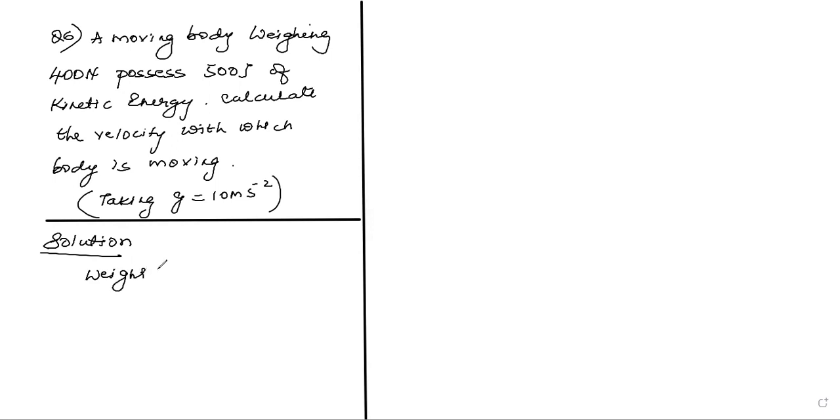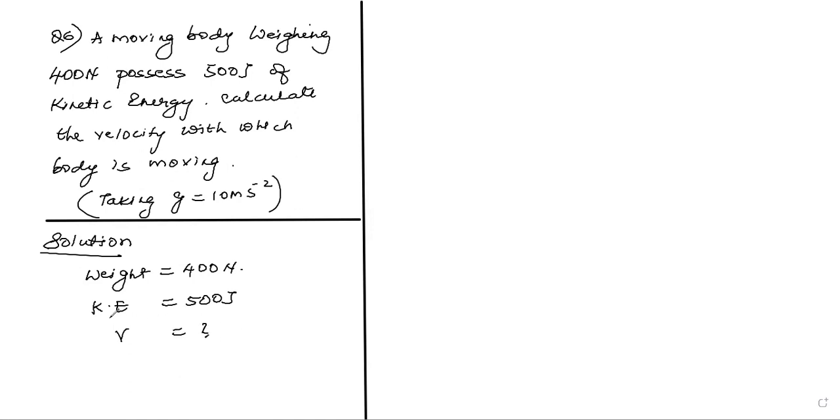Weight is 400 newton, possesses 500 joules. It has kinetic energy. What kinetic energy does it have, children? 500 joules. Calculate the velocity with which it is moving. That means they are asking for its present velocity.